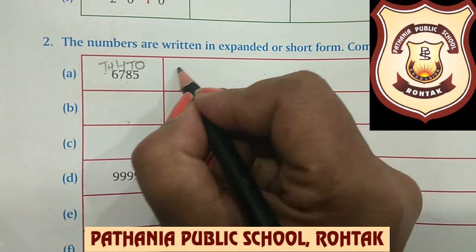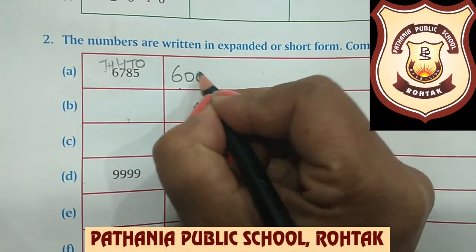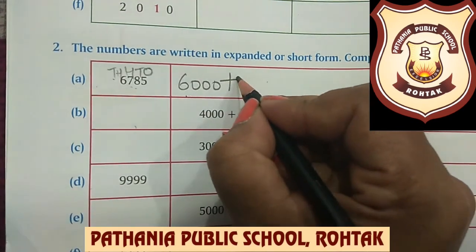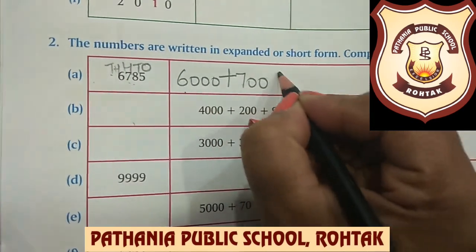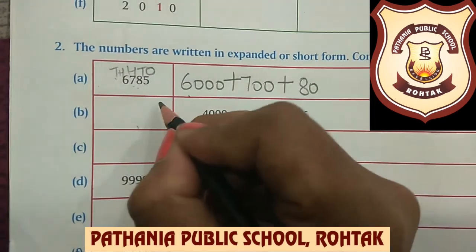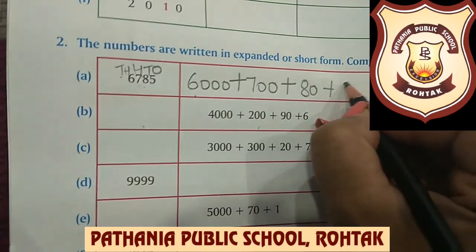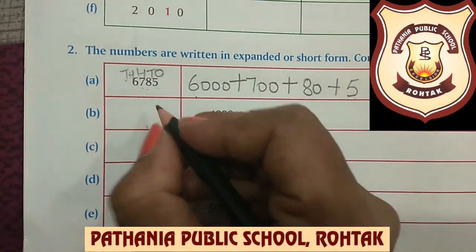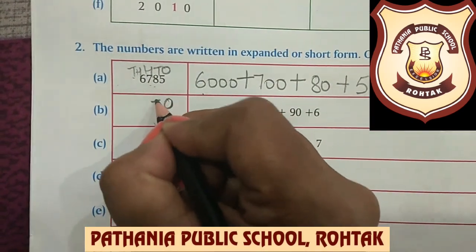6 is at thousands, so we will write 6000. Now sign of addition, 7 is at hundreds place, so 700. 8 is at tens place, so 80. 5 is at ones place, so 5. This is the expanded form. Now in B part we need to write short form.